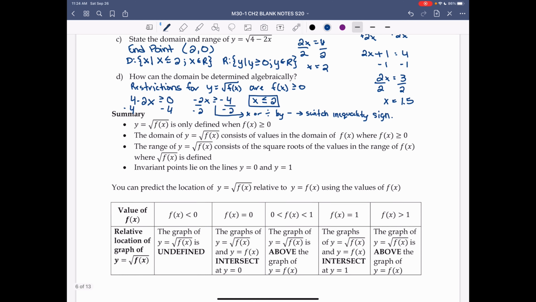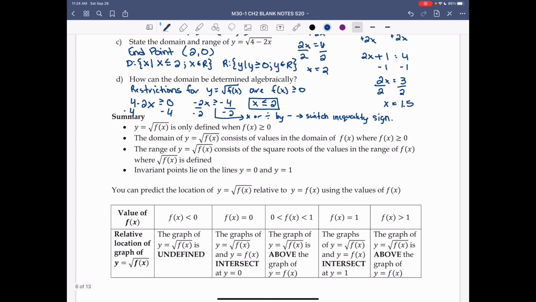Here we have a summary. Y equals the square root of f of x is only defined when f of x is greater than or equal to 0, since we can't take the square root of a negative number. The domain of y equals the square root of f of x consists of values in the domain of f of x where f of x is greater than or equal to 0. So any values that were in the domain of the original function where the y values were positive.